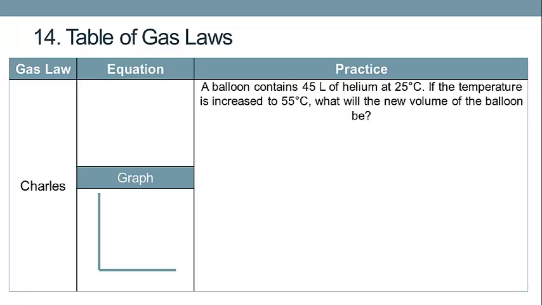Next is Charles's law. So Charles is the relationship between temperature and volume. So you can remember Charles watches direct TV. So that means the relationship between temperature and volume is direct. Pressure is constant. So if the container gets hotter, it also needs to get bigger in order for the pressure to stay the same.